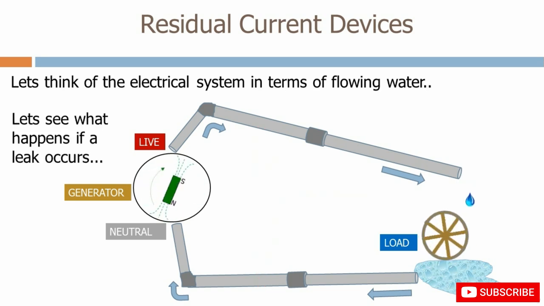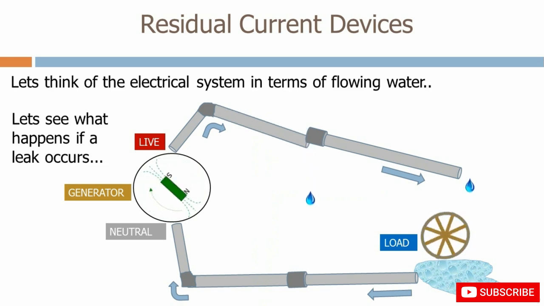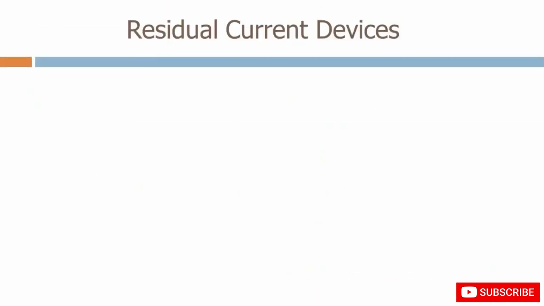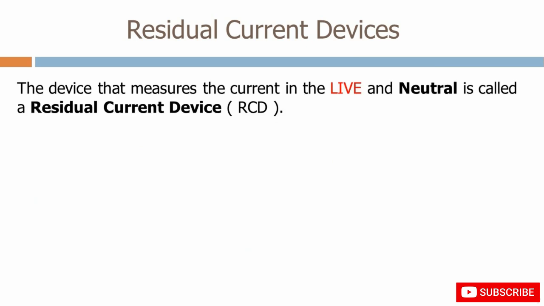Let's now see what happens if a leak occurs. There's now a difference between the water flowing through the live pipe when we compare it to the water flowing back through the neutral pipe. Therefore, the sum of the water no longer equals zero. We can therefore use this principle to quickly detect if there's a leak in the system. The device that measures the current in the live and neutral is called a residual current device, or RCD.